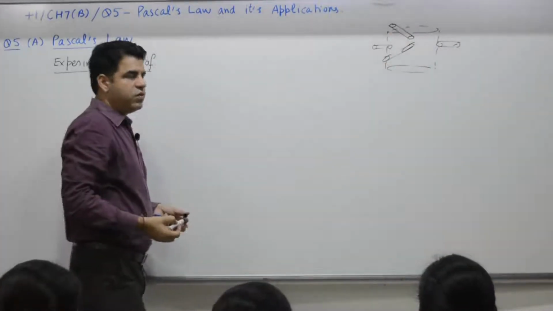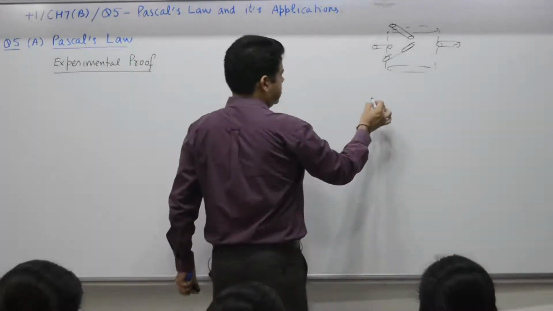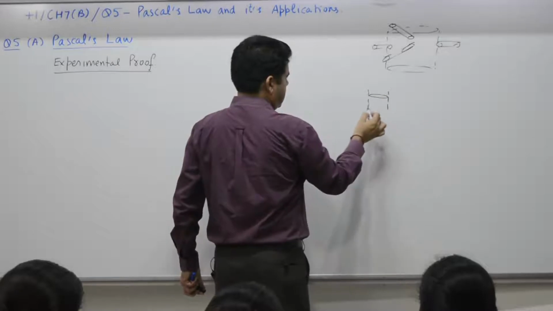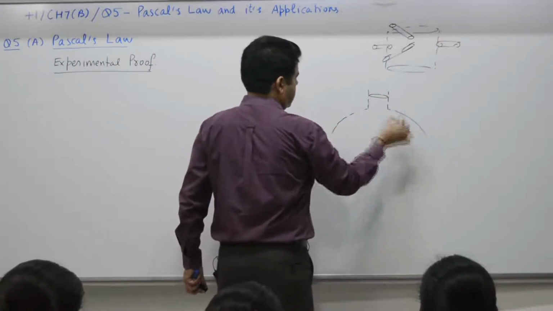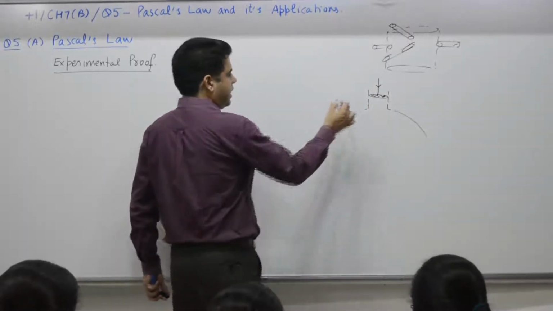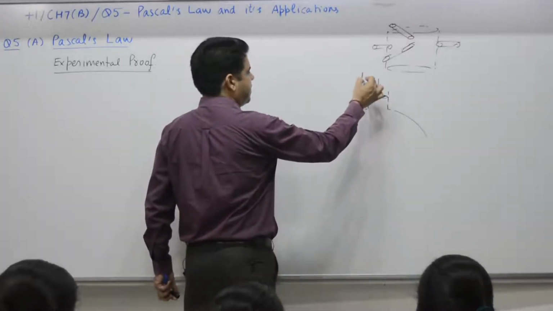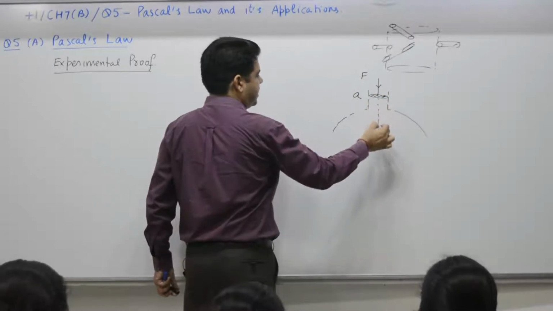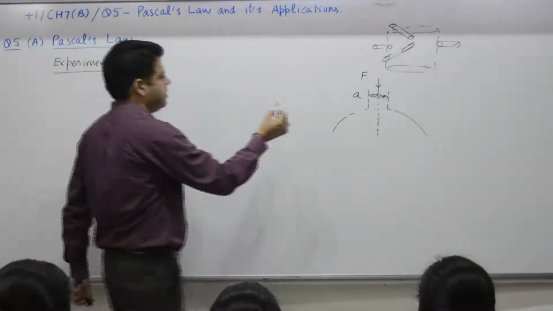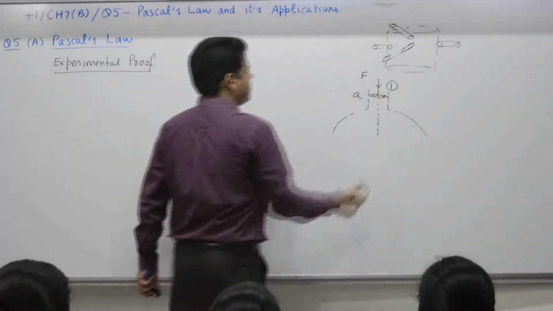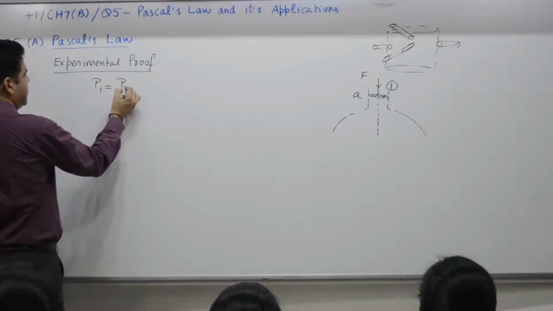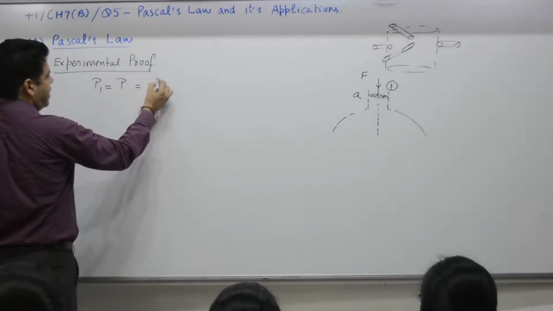If you have a top view for the same, it is of this type. First one, this area is how much? A. Area is A, force applied is F. It will create what pressure? Pressure, this is say point number 1. Pressure at 1, P is equal to F by A.